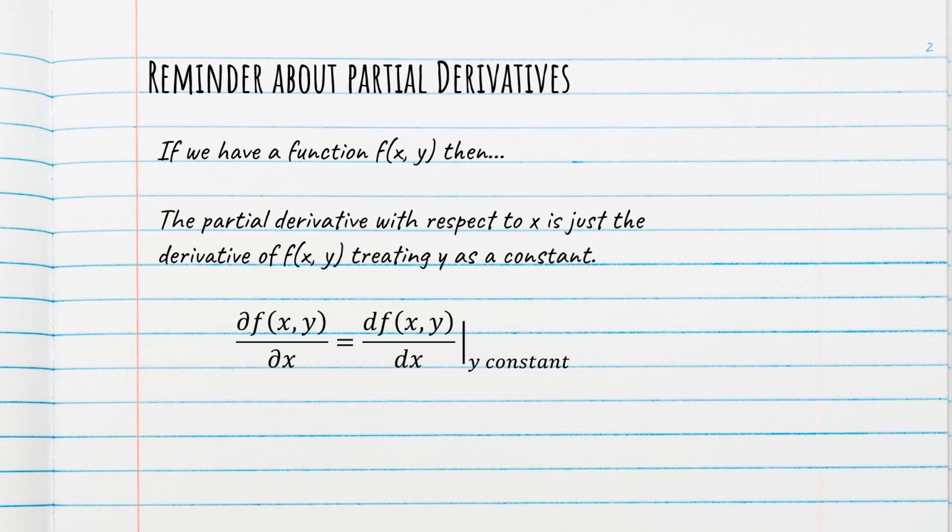If we have a function f which depends on both x and y, then the partial derivative with respect to x is just the derivative of f treating y as a constant. And below this we can see the notation that we're going to use. Rather than the standard df by dx, we're going to think of this partial derivative as delta f by delta x.